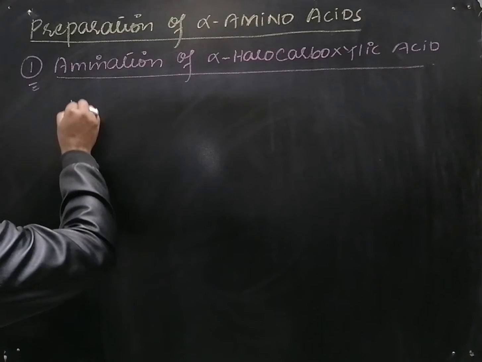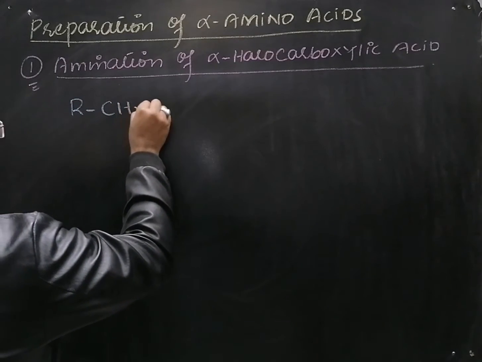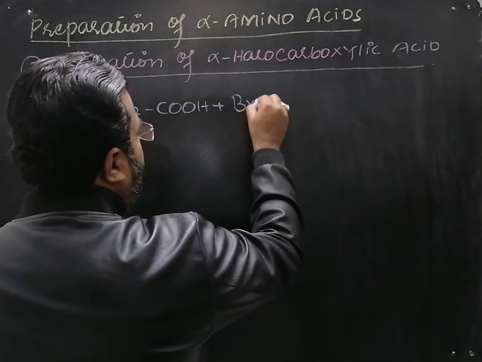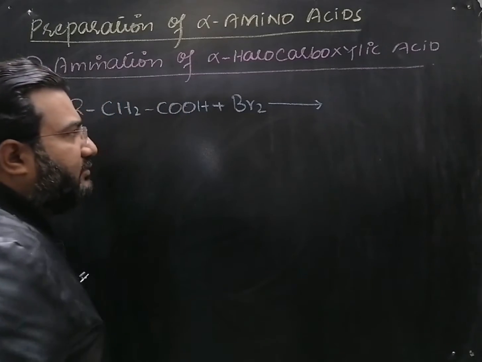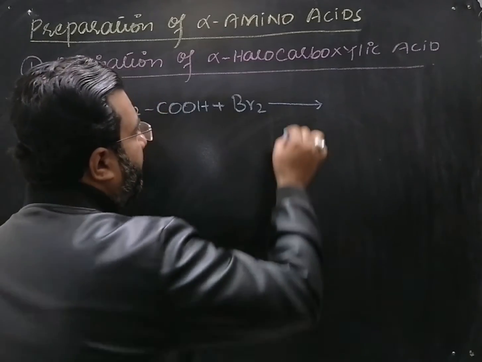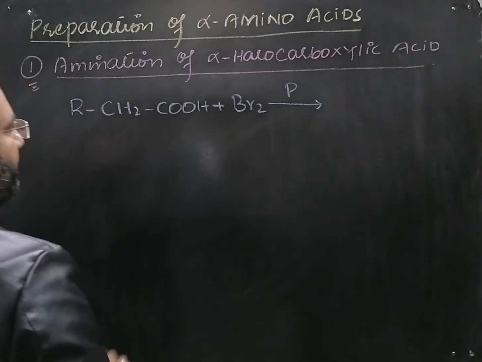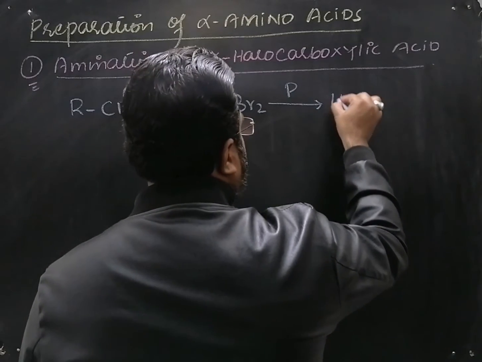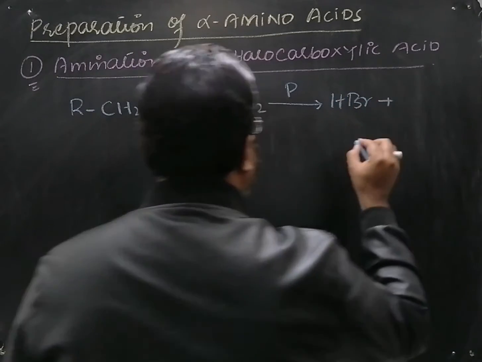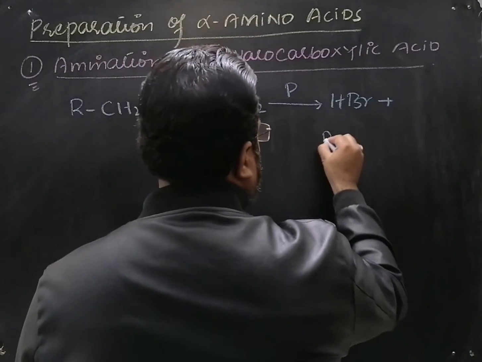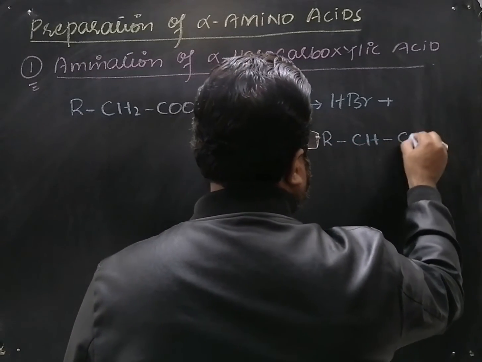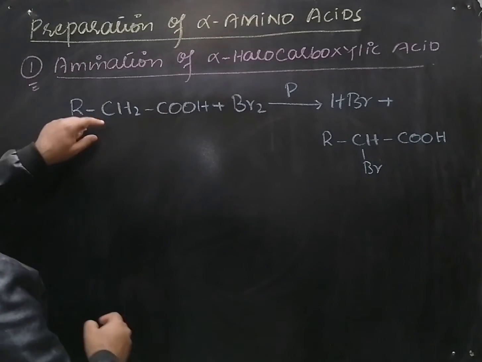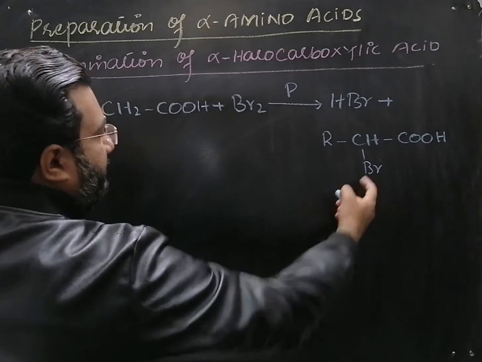First of all, a carboxylic acid molecule is made to react with any halogen. Mostly chlorine or bromine is used in the presence of phosphorus. One of the alpha hydrogens is replaced with the bromine. So after the loss of the HBr, now R, CH, COOH and Br. So one of the alpha hydrogens is replaced with the bromine atom.